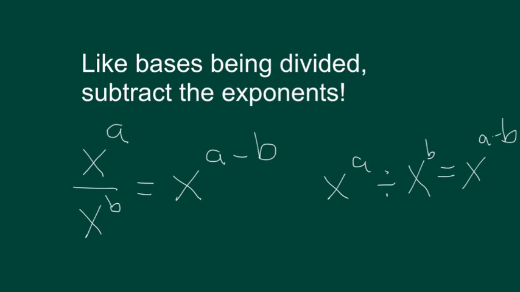Okay, to sum it all up, we'll have to remember that like bases being divided, you subtract the exponents. X to the a over x to the b becomes x to the a minus b. Or if you do x to the a divided by x to the b, whether it be written as a fraction like this or with a division symbol like this, you still subtract those exponents to get a minus b like that.